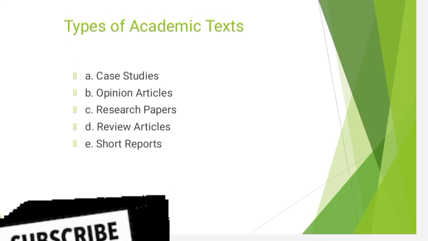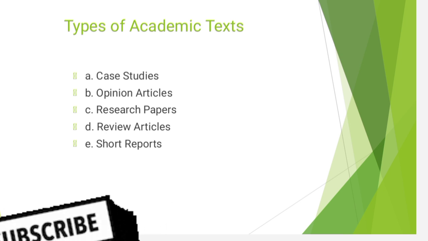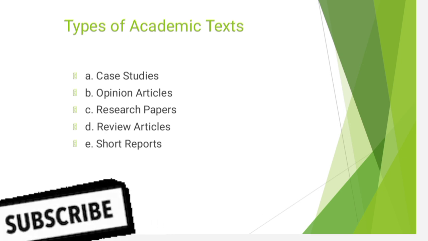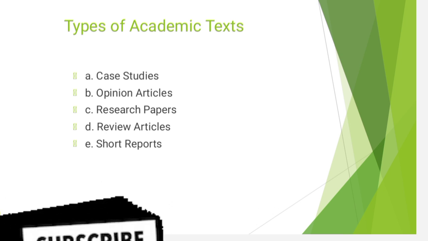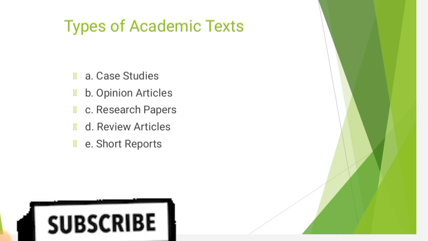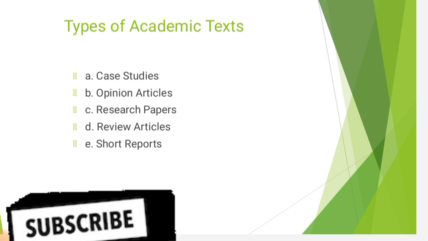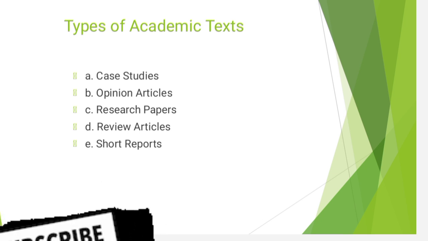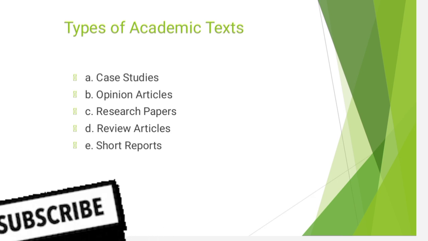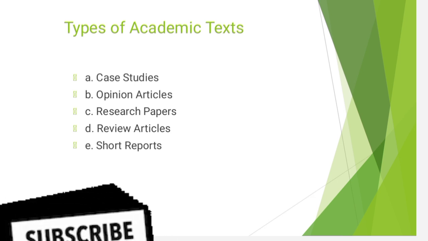Next one, review articles. The main purpose of review articles is to summarize and evaluate existing research on a particular topic. It includes a comprehensive literature review, critical analysis of previous studies, synthesis of findings, identification of gaps in the current knowledge, and suggestions for future research.